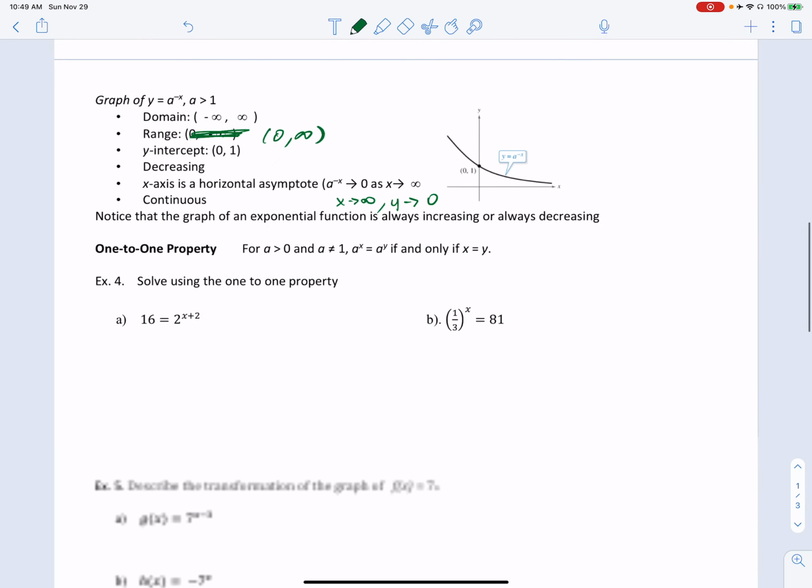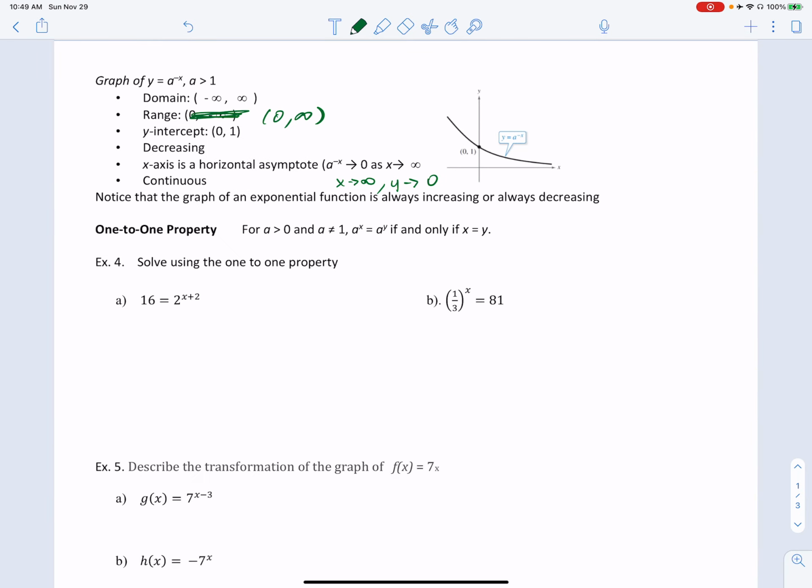So notice that the graph of an exponential function is always increasing or always decreasing. So you're going to need to graph them and include some tables of values and plot those accurately.